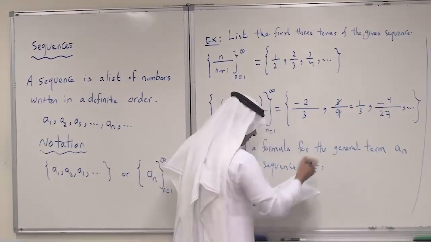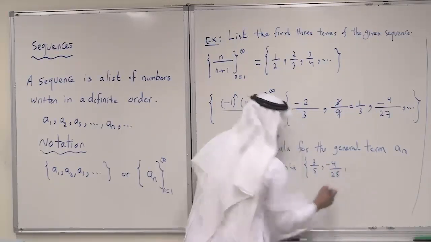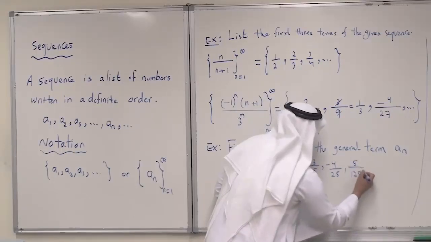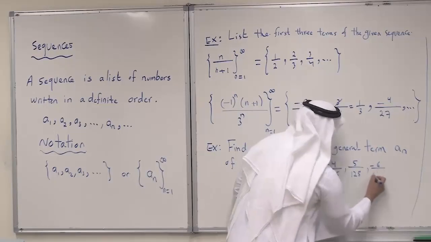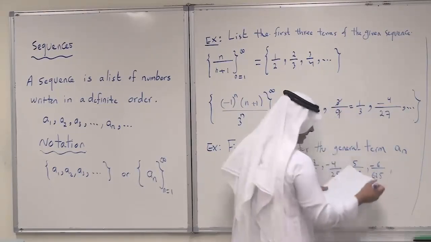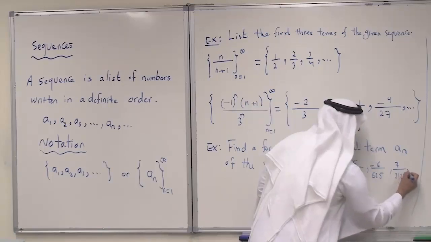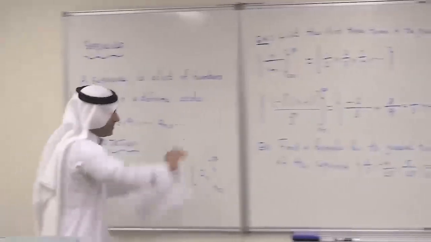Okay, then the first reading. The second reading is minus 4 over 25. Then the third reading is 5 over 125. Then the next one is minus 6 over 625. Next one is 7 over 3,125, and so on, assuming we keep the same pattern.